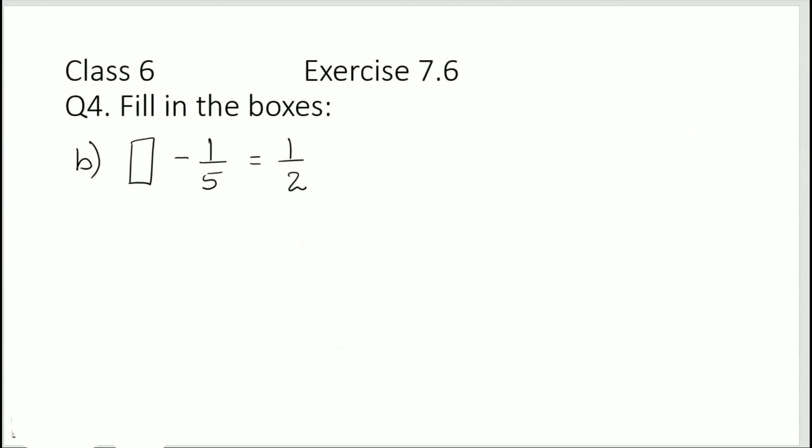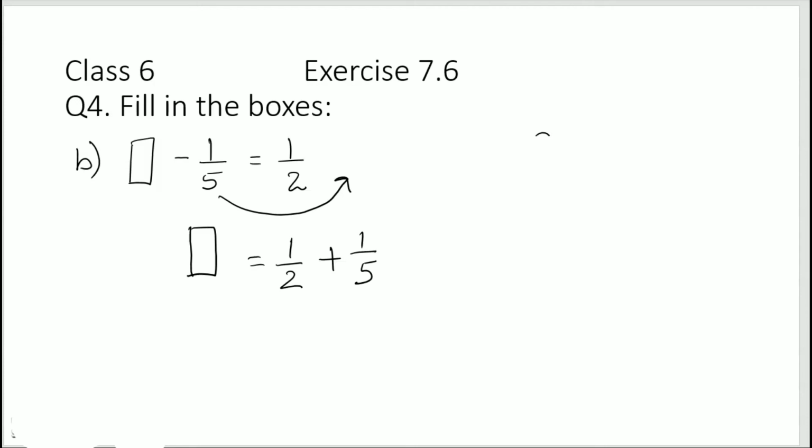Blank box minus 1 over 5 equals to 1 by 2. So here again, the same thing we're going to do. Move this fraction to the other side of the equal sign. So it's 1 by 2. 1 by 2 we write as it is. Minus 1 by 5 becomes plus 1 by 5.